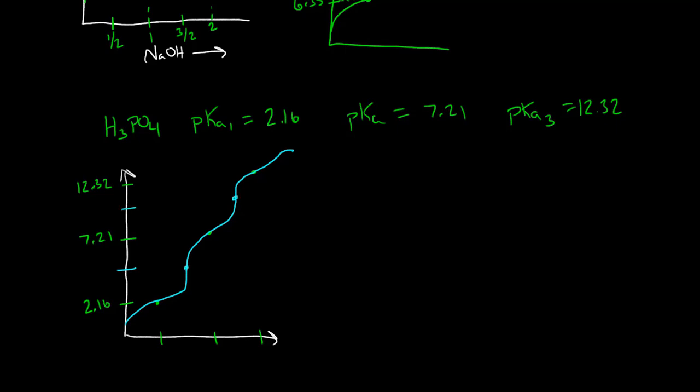Alright, and just as we saw before, we can figure out the pH at these equivalence points. So the first one is the average of 7.21 and 2.16, which is 4.69, and the second one is the average of 7.21 and 12.32. So this would have a pH of 9.77.